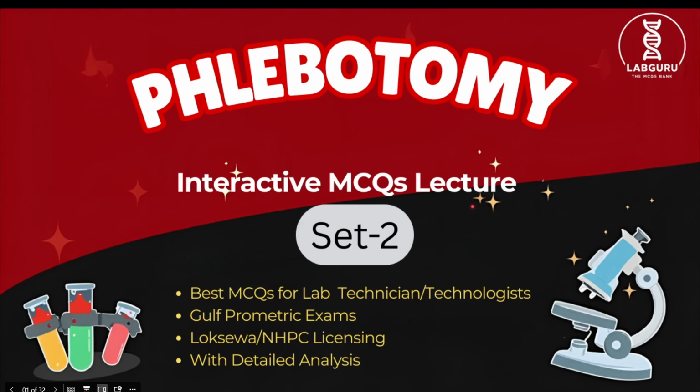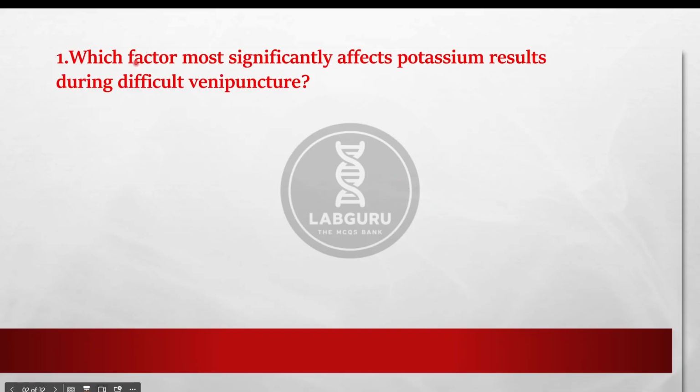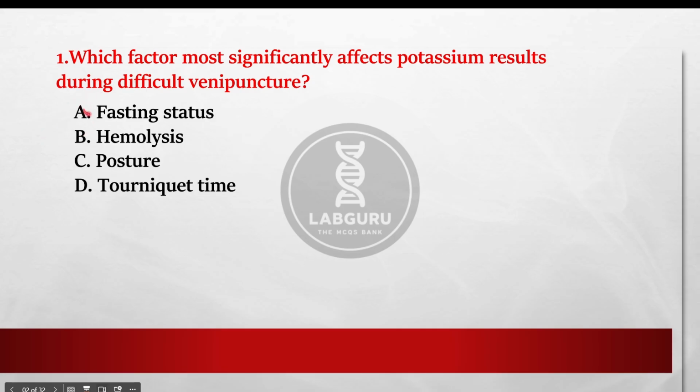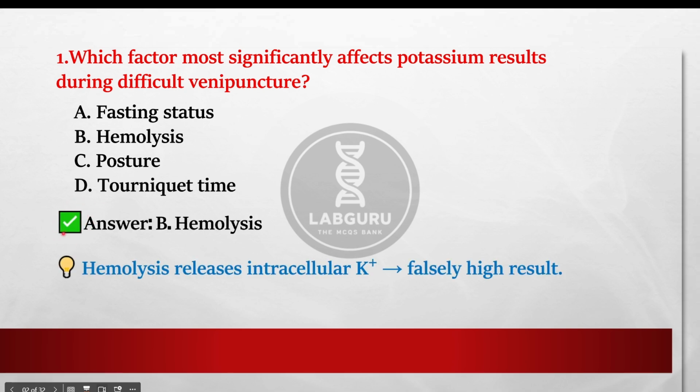Today we are proceeding toward set number 2 of the topic phlebotomy, and our first question is: which factor most significantly affects potassium results during a difficult vein puncture? Our options are: option A is fasting status, option B hemolysis, option C posture, and option D is tourniquet time. So here the right answer is option B, hemolysis, because hemolysis releases the intracellular potassium and a falsely high result of potassium is obtained.